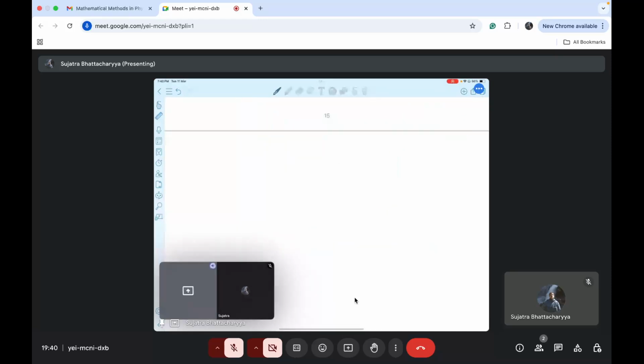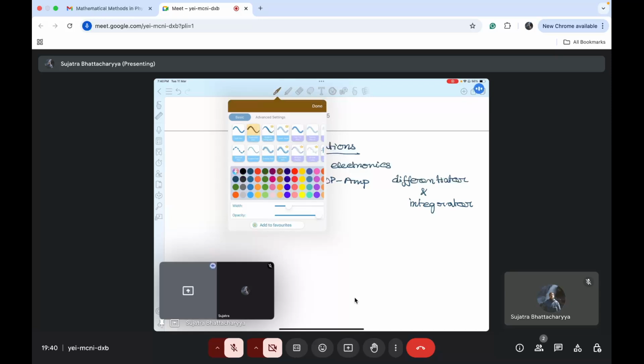Fine. What are the applications of Laplace transform? In analog electronics, you use op amp, the differentiator and integrator circuit. This is used. Okay, so that's all about the application and about the Laplace transform. So this completes the Laplace transform.